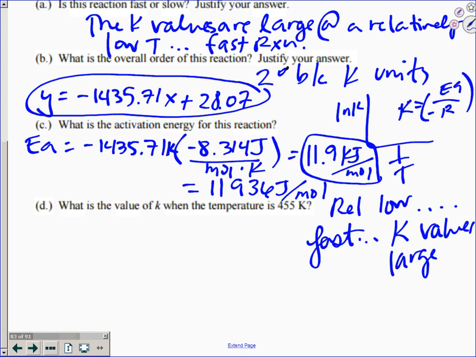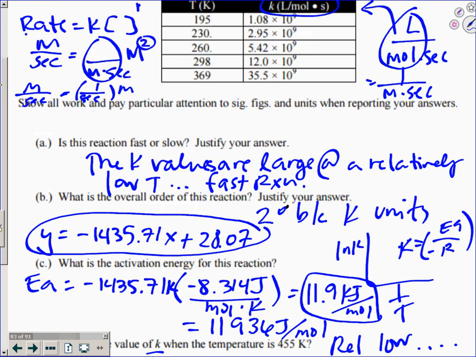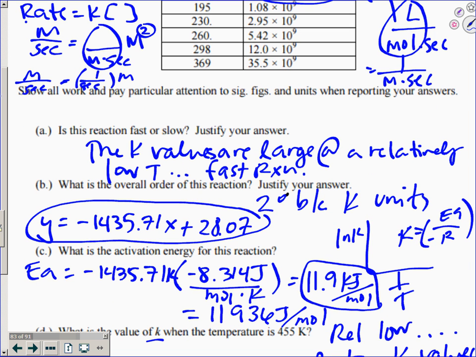All right, now find the K value at 455 Kelvin. Before you find it, I want you to predict it. Predict it using the data, right? So think about where these data points are. You're looking at 455.